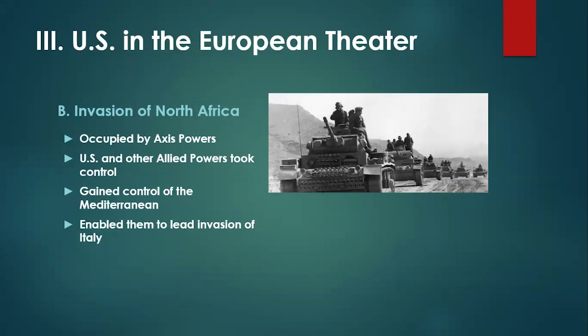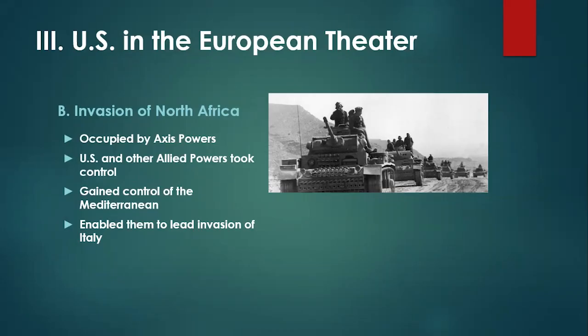So, the first major US campaign in the European theater actually didn't even start in Europe. It started in North Africa, which had been occupied by the Axis powers. The US helped the Allies invade North Africa and take control of the region. This also enabled them to take control of the Mediterranean. The only reason I care that we know about this at all is to understand that this is what enabled the US to invade Italy.